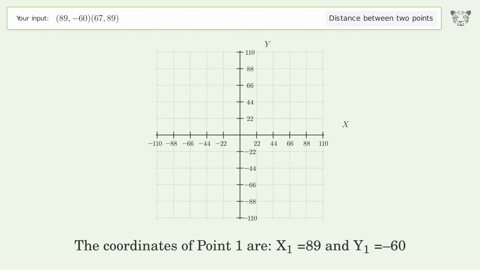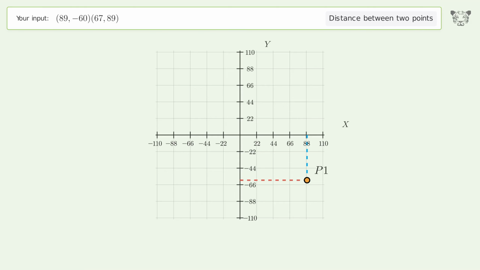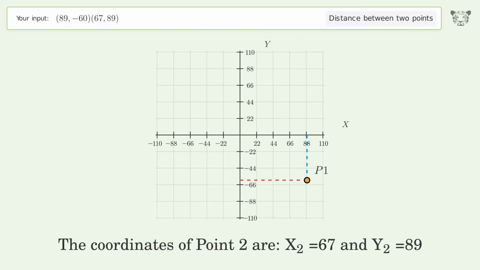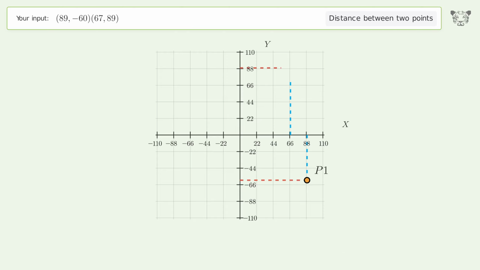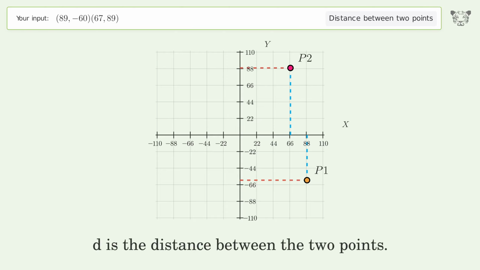The coordinates of point 1 are x1 equals 89 and y1 equals negative 60. The coordinates of point 2 are x2 equals 67 and y2 equals 89. D is the distance between the 2 points.